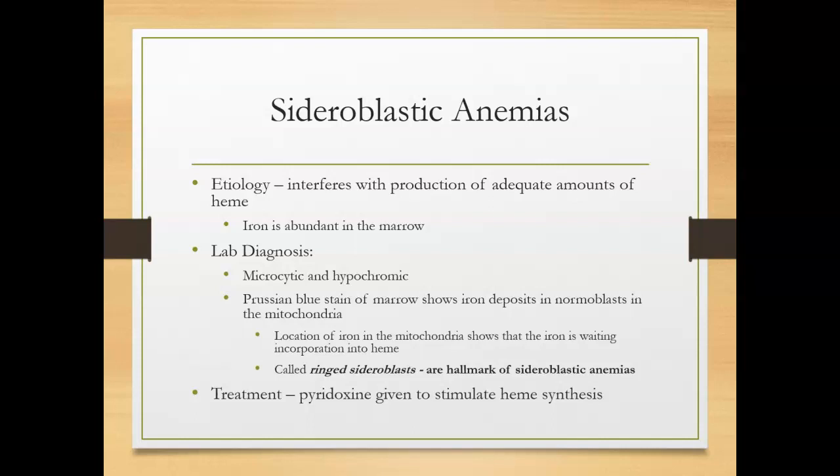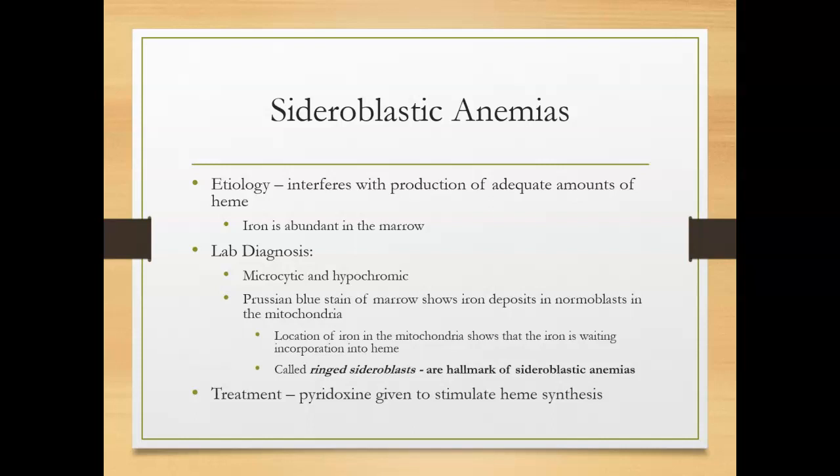So the location of the iron in the mitochondria shows that the iron is waiting to be incorporated into the heme, and we see ringed sideroblasts. This is the hallmark of sideroblastic anemia, seeing those ringed sideroblasts. And it's always nice when the disease sounds like something that's involved. Sideroblastic anemia, we see ringed sideroblasts.